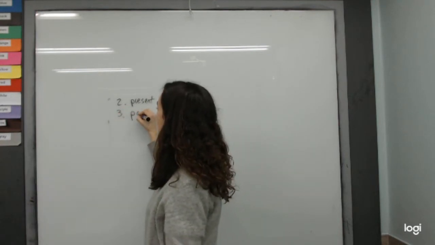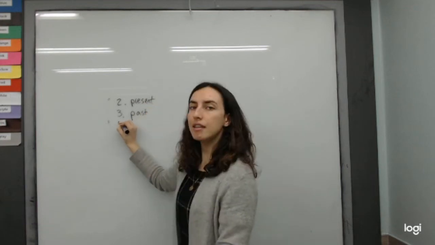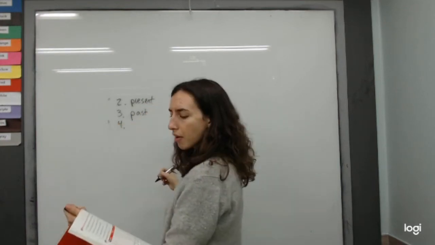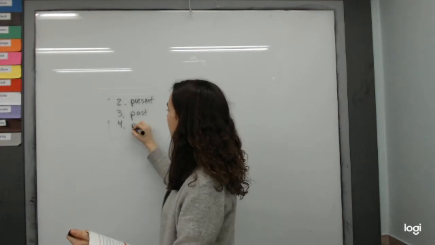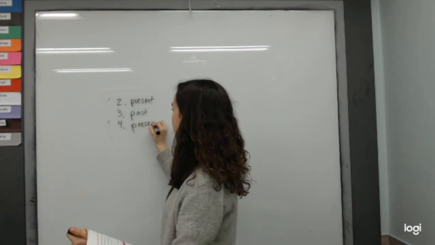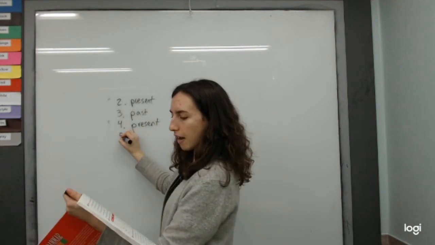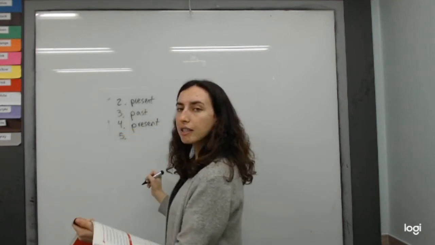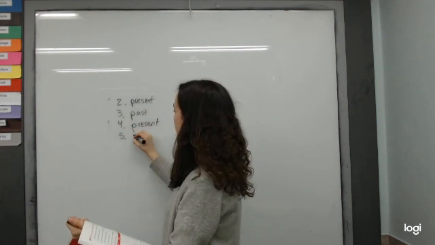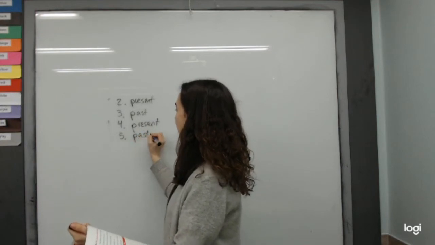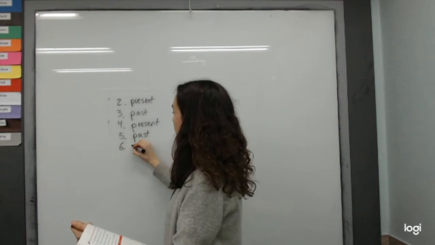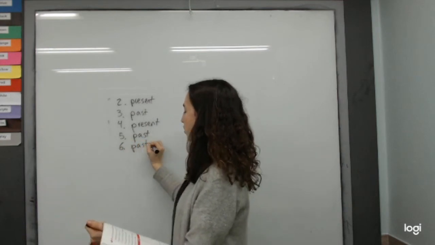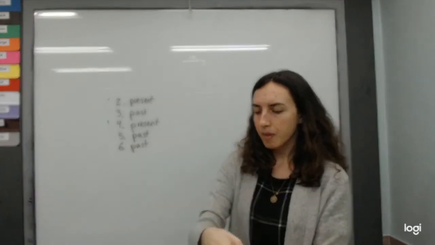Were is past tense. Number 4, my brother likes dinosaurs. Likes is present tense. Number 5, I was tired, so I slept. Was and slept are both past tense. And the last one, number 6, there weren't any swimming pools. Good. Okay.